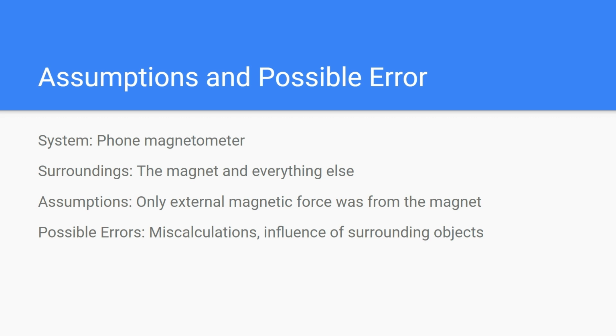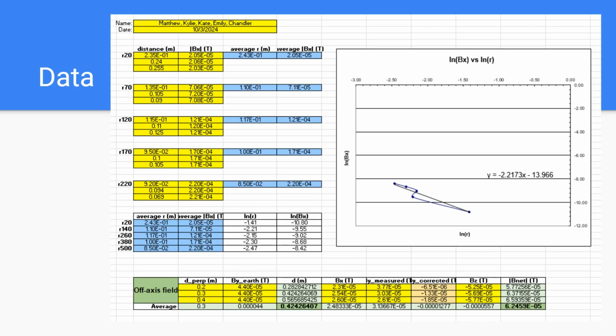The way this lab worked is we had the phone, we figured out where the magnetometer was in it, and then we found the magnetic field at different distances, with different magnetic field strengths, by moving a magnet along a parallel axis to the phone, which had a ruler underneath. So this was the data we found.